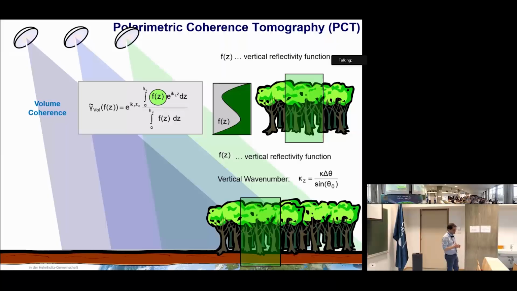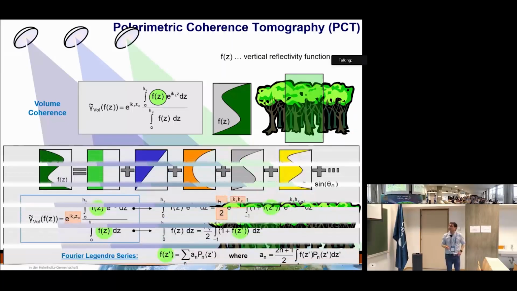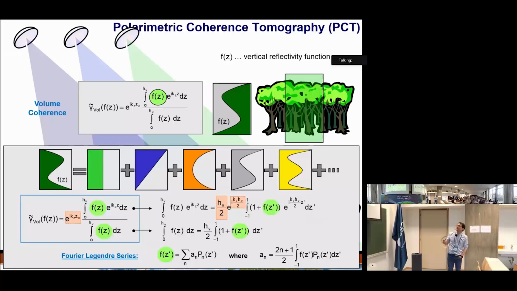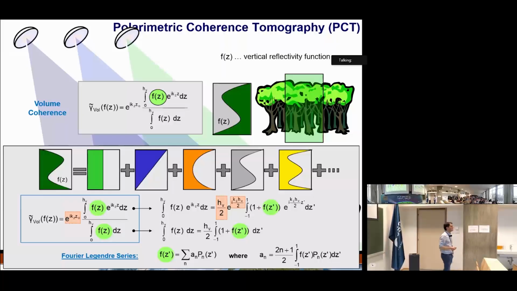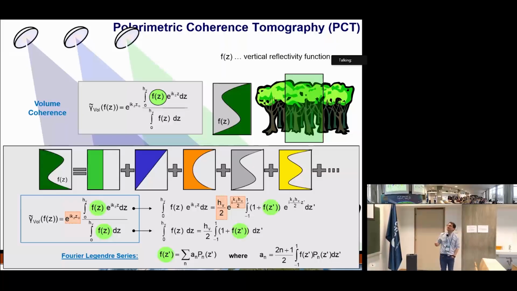But you can still do something with modeling. So you take your vertical reflectivity function, whatever it is, and you express it as a combination of many functions. You express it on a function basis. Then it's a linear combination of functions, something like this.